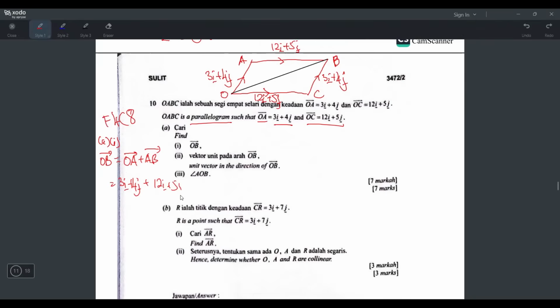So simple. And then i plus i, j plus j. So i plus i, 3 plus 12, 15i. 4 plus 5 is 9j. So that's your first answer. Okay, let's do the next question, number 2.